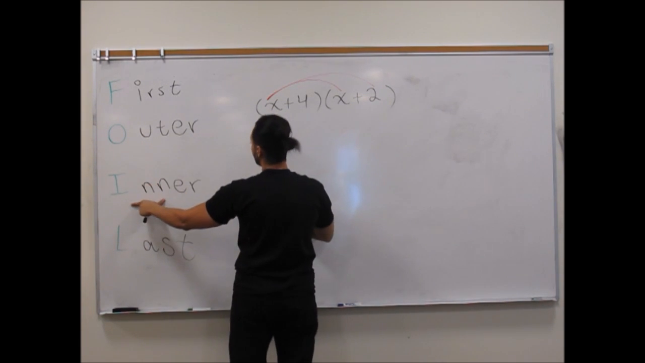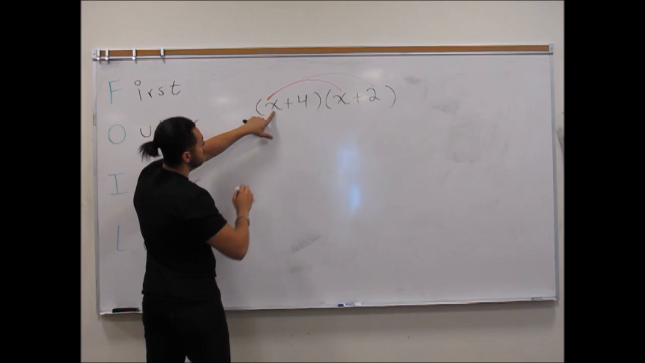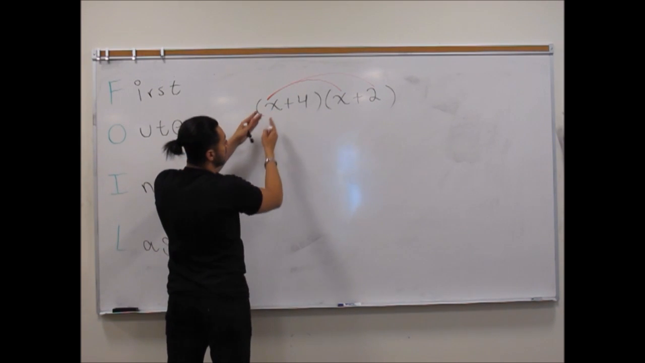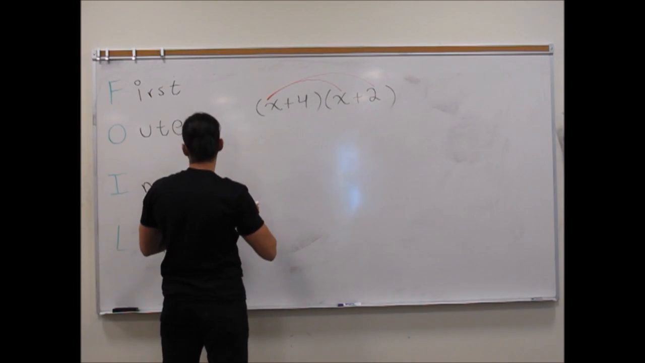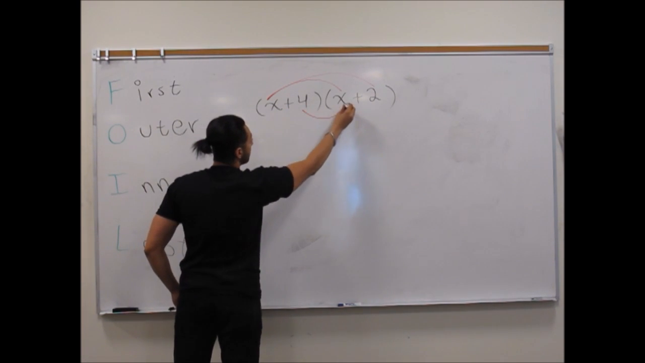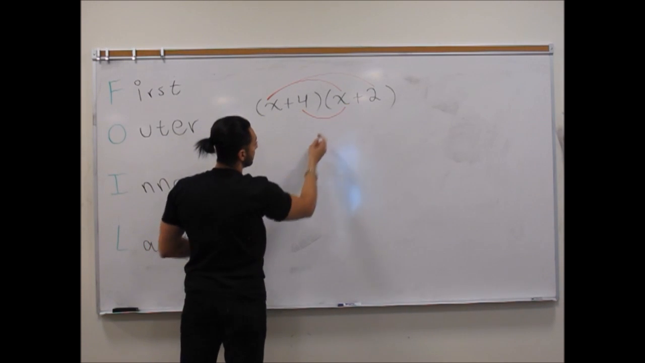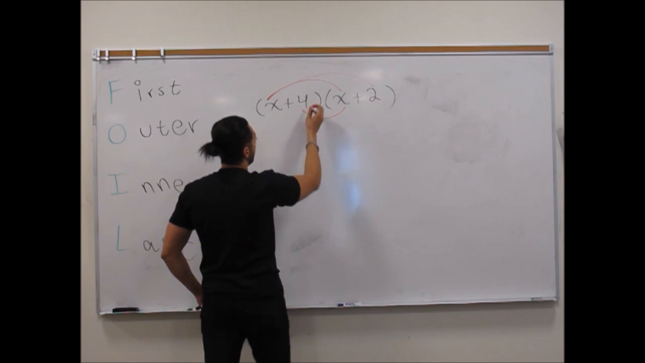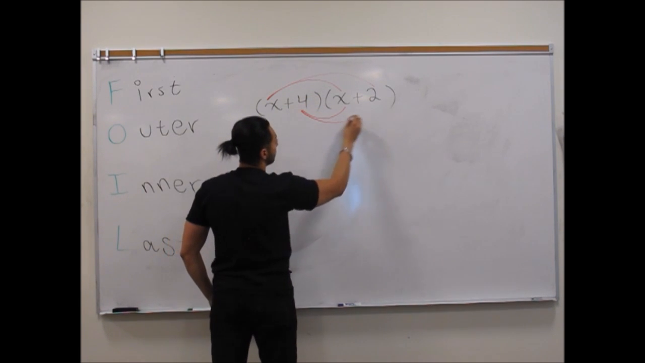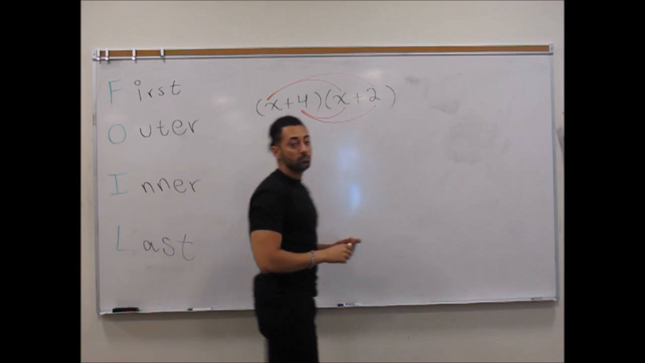And then once you move on to the inner, since I already distributed the x into both of these terms, I have to move on to the 4. Because now I have to distribute that. So the inner is indicating this part right here, the 4 getting multiplied with the x. And then the last is indicating that you're multiplying this 4 into the last term here.